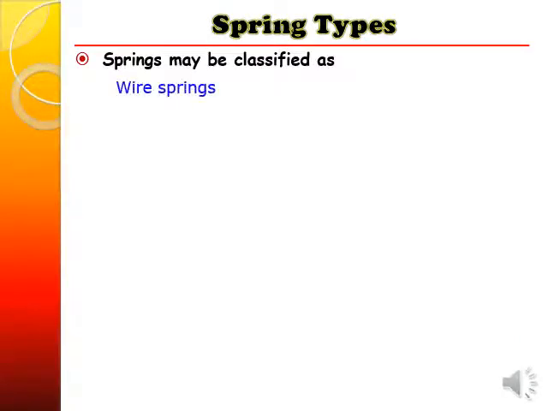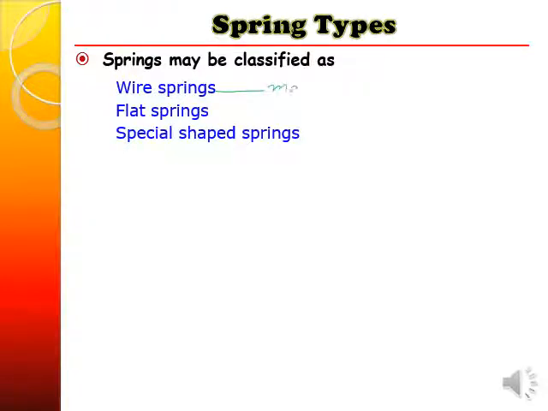The springs can be classified into a wire spring, a flat spring, and a spherical shaped spring. So what is a wire spring? The spring which is made of wires. That's a wire spring. What are the cross sections of the wire that is used to make a spring? It can be a circular cross section or it can be a rectangular cross section.